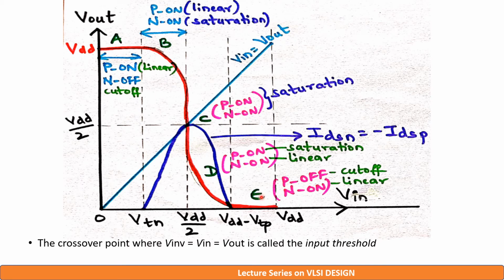Region E is when input is exactly 5 volt. When input is 5 volt, NMOS is in on state, that is NMOS operates in linear region, PMOS is off, that is cutoff region, and the output is exactly 0. So this crossover point where Vin equals Vout is called inverter threshold voltage.